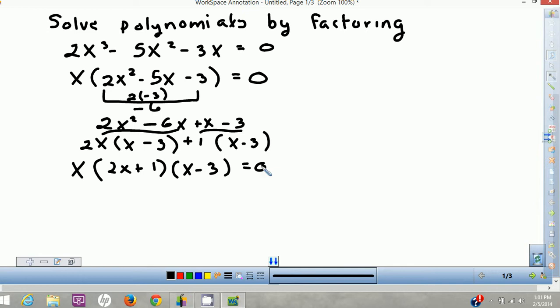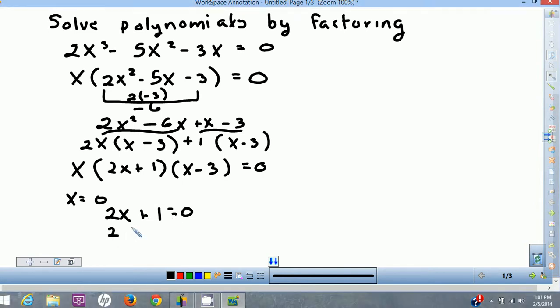Well, what do I do with those? If I'm trying to solve by factoring, I set the factors equal to 0. So x is equal to 0. And 2x plus 1 is equal to 0. Well, you'll quickly learn to do this in one step, but I'm going to take two. Subtract 1 from both sides, and 2x is equal to negative 1. Then divide both sides by 2. x is equal to negative 1/2. So there is one of my zeros, or my x-intercepts, in my polynomial.